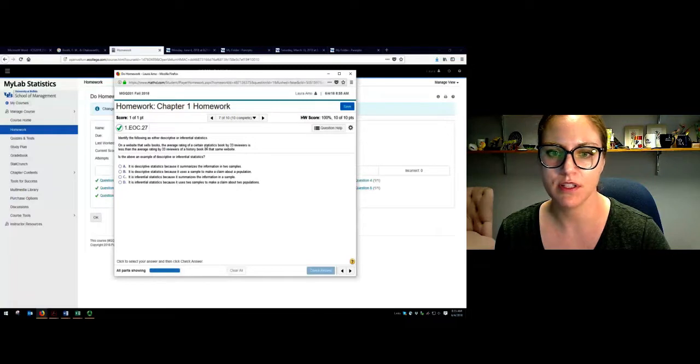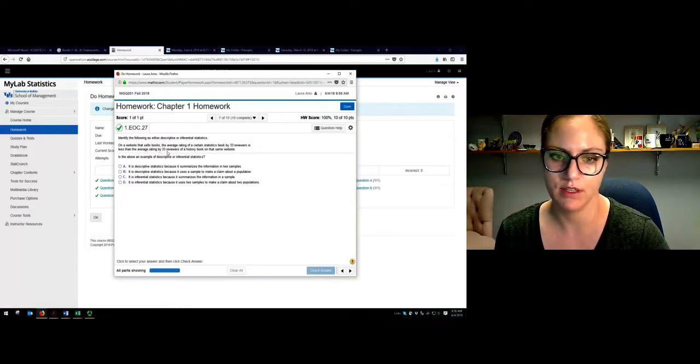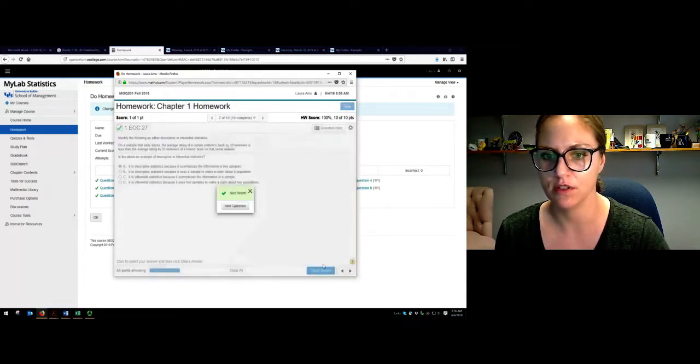On a website that sells books, the average rating of a certain statistics book by 33 reviewers is less than the average rating by 33 reviewers of a history book on that same website. We have to ask ourselves, is this talking about a population or is this referring to samples? It's saying that 33 reviewers, that's a sample. So it's going to actually be descriptive statistics, because it's just describing each of the samples. Just because one rating is greater than the other doesn't mean it's inferential, because it's not making a claim about a population. So descriptive, because it's summarizing information in the two samples.